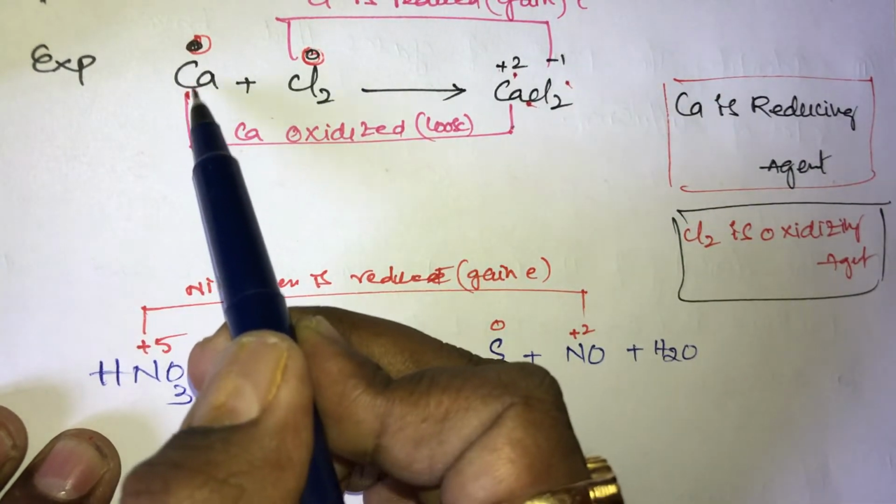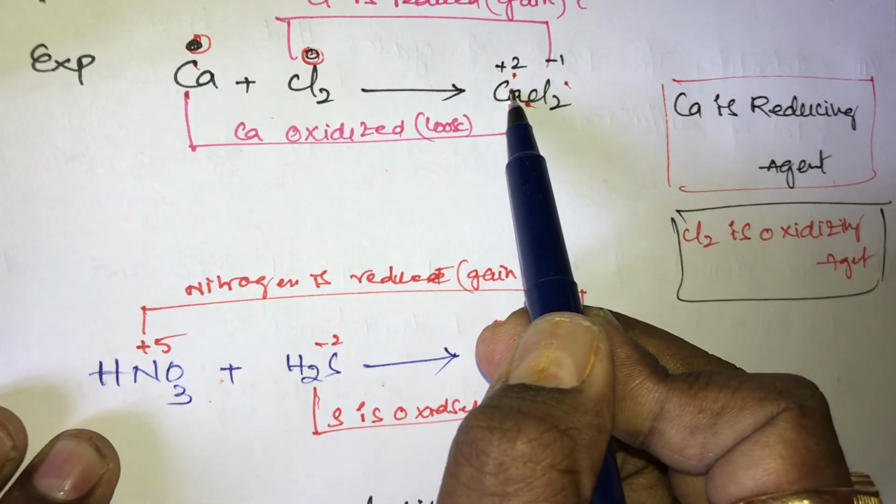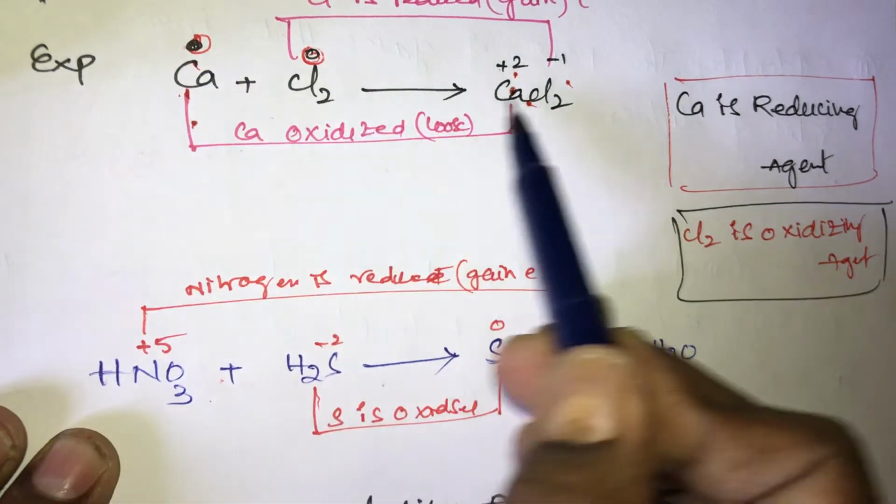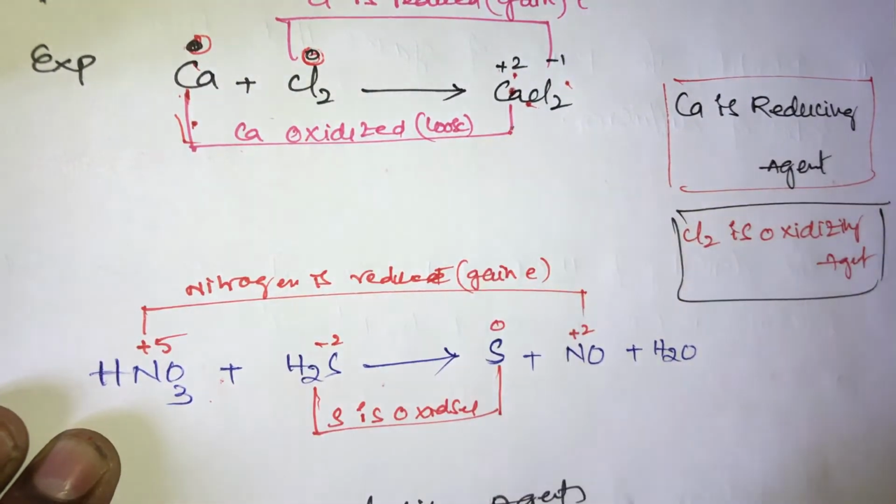So here the oxidation number goes from 0 to +2, and that is called oxidation. Calcium is oxidized, meaning calcium goes from oxidation state 0 to +2. So calcium is oxidized, which means it loses electrons.